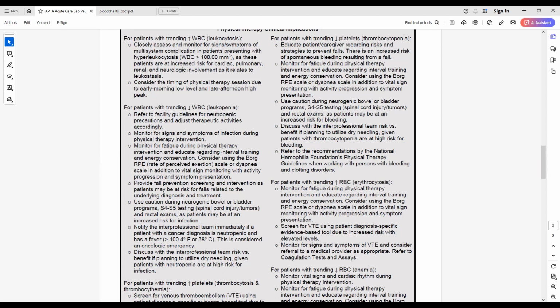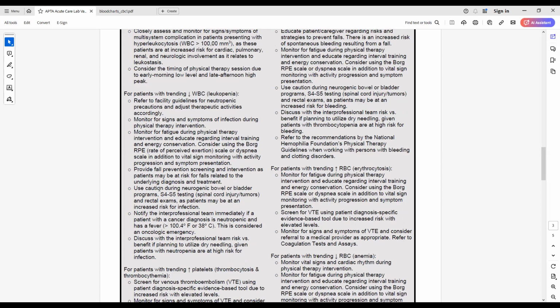And for energy conservation, consider using the Borg or rate of perceived exertion scale. I ask the patient during activity how they feel about this activity. He said, I'm very hard. Or it is just nothing, like mild or moderate. So the patient considers the whole level of exhaustion and fatigue, and then tells you about that on the scale from 6 to 20. Use the dyspnea scale, in addition to vital monitoring with activity progression and symptom presentation.